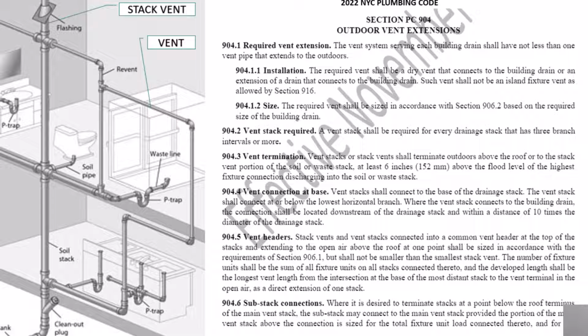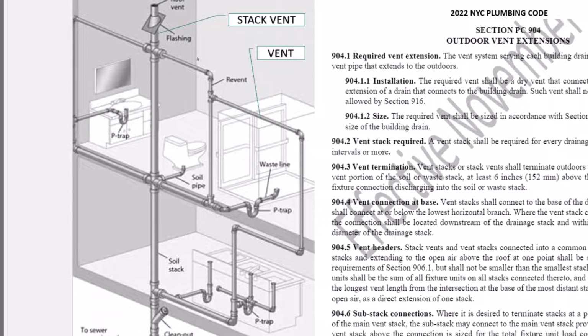The vent termination, vent stack or stack vents shall terminate outdoors above the roof or to the stacked vent portion of the soil or waste stack, at least 6 inches above the flood level of the highest fixture connection, discharging into the soil or waste stack. That just means that this vent stack or stack vent, that just means that this connection to the waste stack or the sanitary riser stack here has to be 6 inches above the flood level rim.